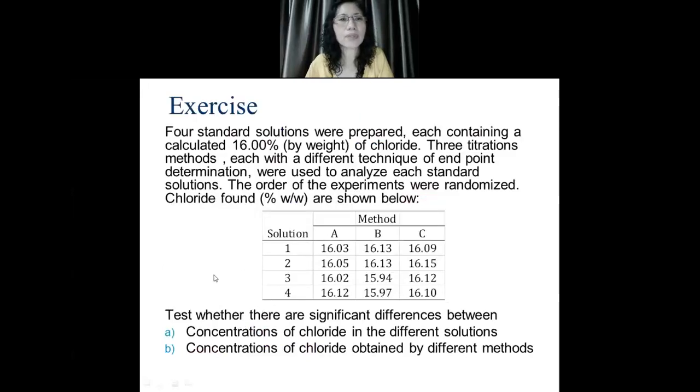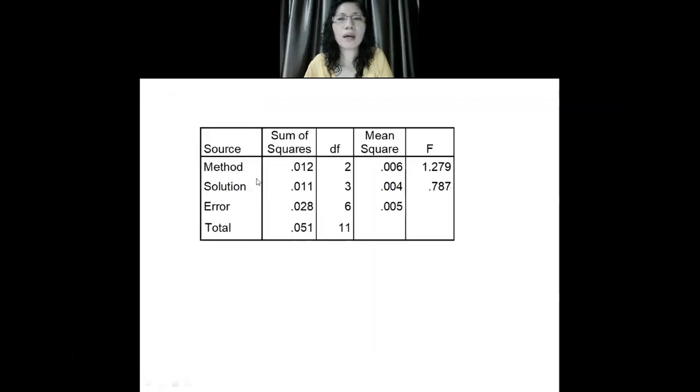This is the exercise for you, whereby there are 4 standard solutions prepared, each containing a calculated 16.00% by weight of chloride. So try to test whether there are significant differences between the concentrations of chloride in the different solutions and the concentration of chloride obtained by different methods. Use the same formula for calculation. I give you the final answer here for you to compare.